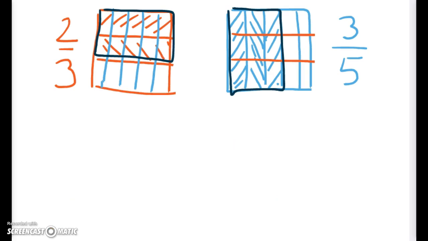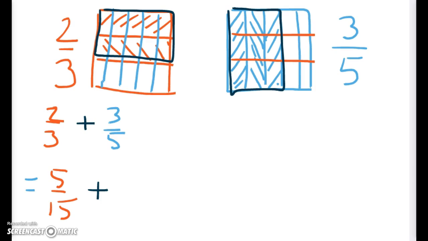Okay, now we want to look at the operation of addition. How much do we have altogether if we combine both classes' leftovers? So we're taking 2/3 here and we're combining it with the 3/5 from the blue class. And we know that that is the same as 10/15 and 9/15. So let's see what happens.